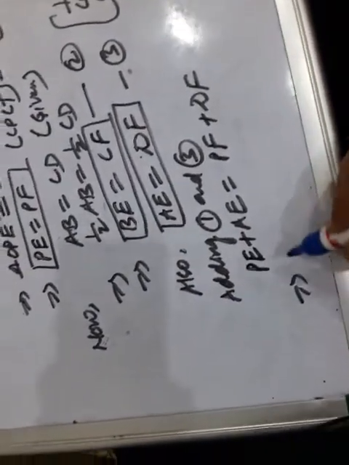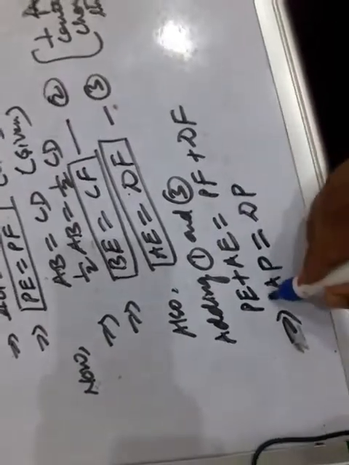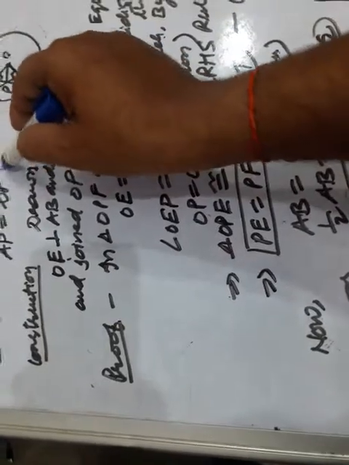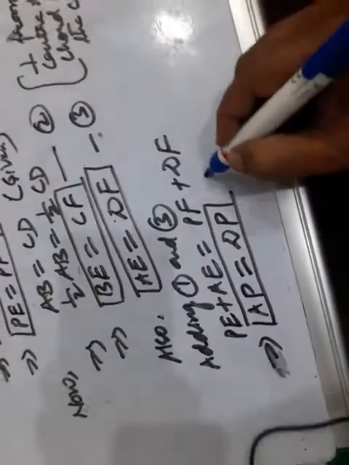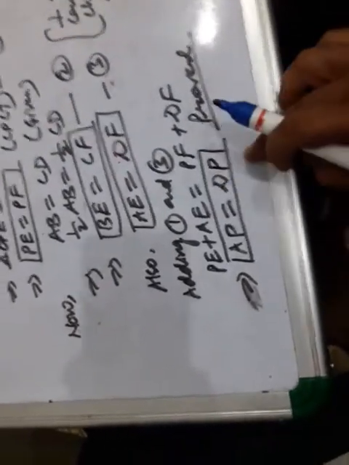What does it mean? It means that PE plus AE equal to AP. Am I right? And this is PF plus DF. Where is PF? Look here. PF plus DF is equal to DP. Am I right? Clear? And this is what we have to prove, AP equal to DP. First thing, second part we have proved. AP equal to DP, this is proved. Clear? One part we have proved.